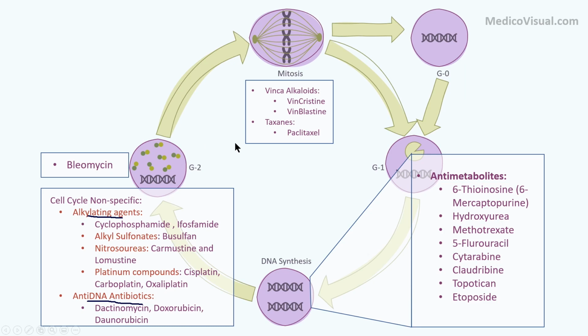Here is another point which I want to highlight. These cell cycle specific drugs are usually given for fast growing tumors, those tumors which are fast growing and most of their cells are in cell division, in some phase of the cell cycle. While these cell cycle non-specific drugs are usually given for slow growing tumors because they can also target non-dividing cells. So this was the basic overview and classification of anti-cancer drugs.